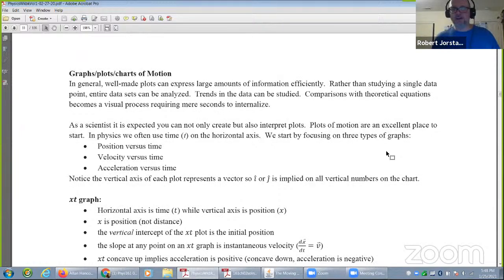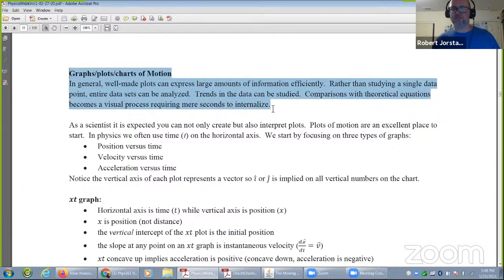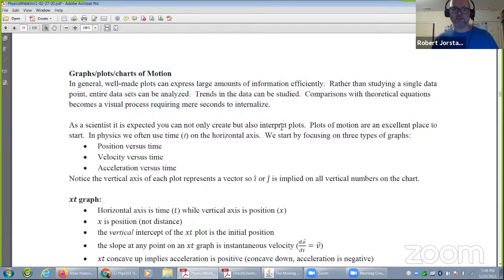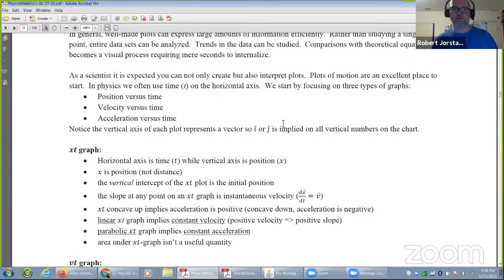I know this is going to seem really crazy, but in general we want to understand plots, not just these ones. So we have to start somewhere, and these are a great place to start. We're going to use time on the horizontal axis, and we're going to talk about position versus time, velocity versus time, and acceleration versus time. Notice that those are all vectors. If it's moving right or left, an i hat is implied on every number. If it's moving up or down, then a j hat is implied on all those numbers.